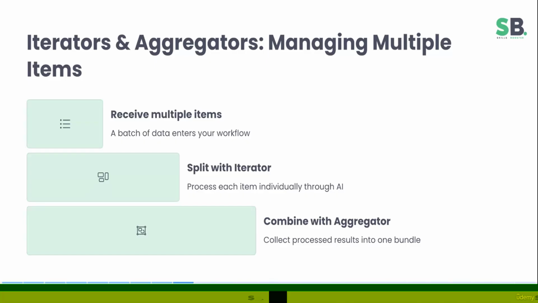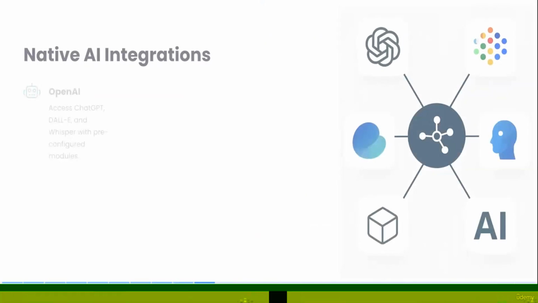Iterators and aggregators handle multiple items. You can receive multiple items, a batch of data enters your workflow. Split it with the iterator, process each item individually through AI, and combine with the aggregator, collecting processed results into one bundle.